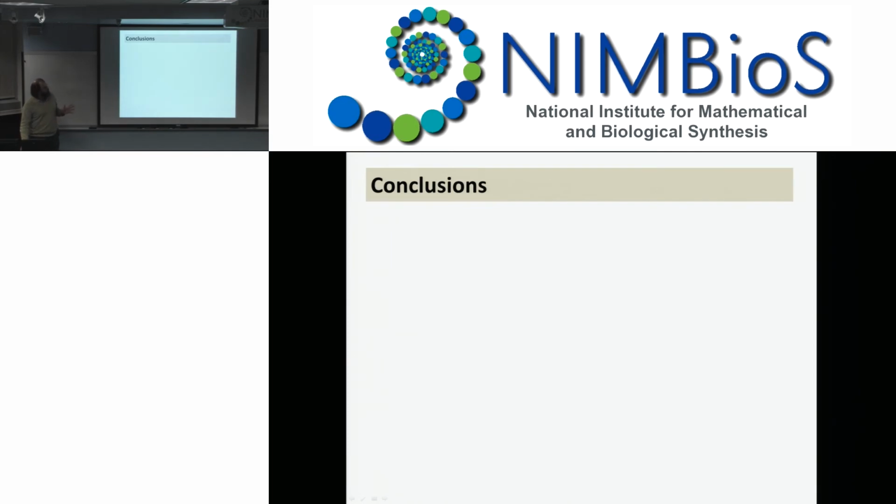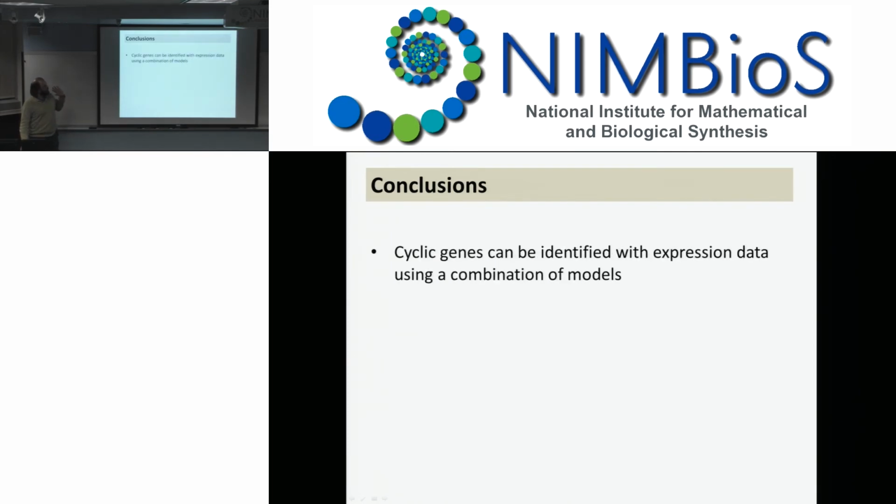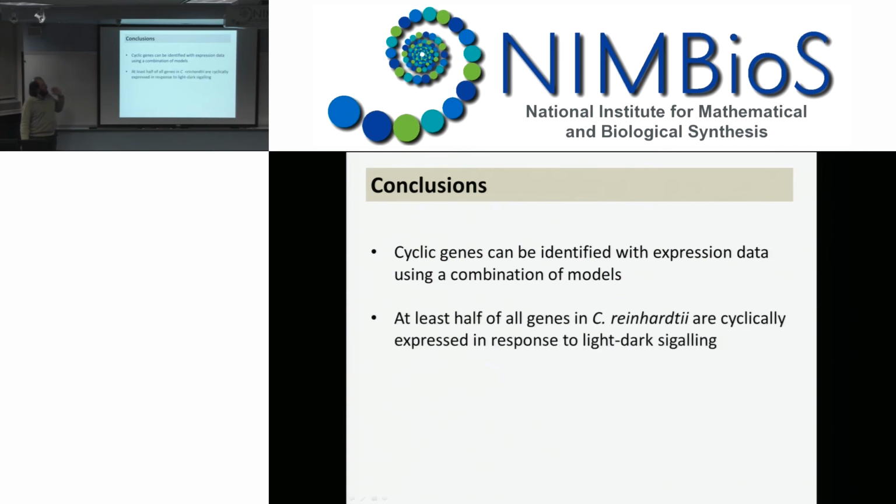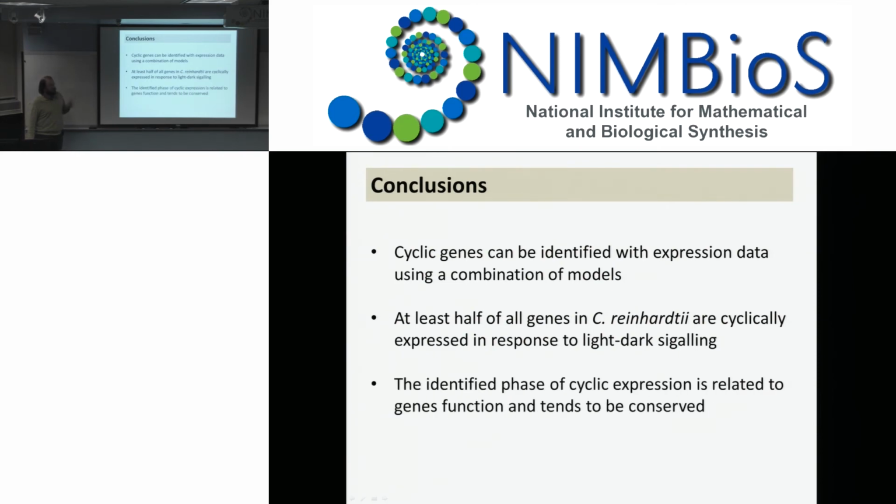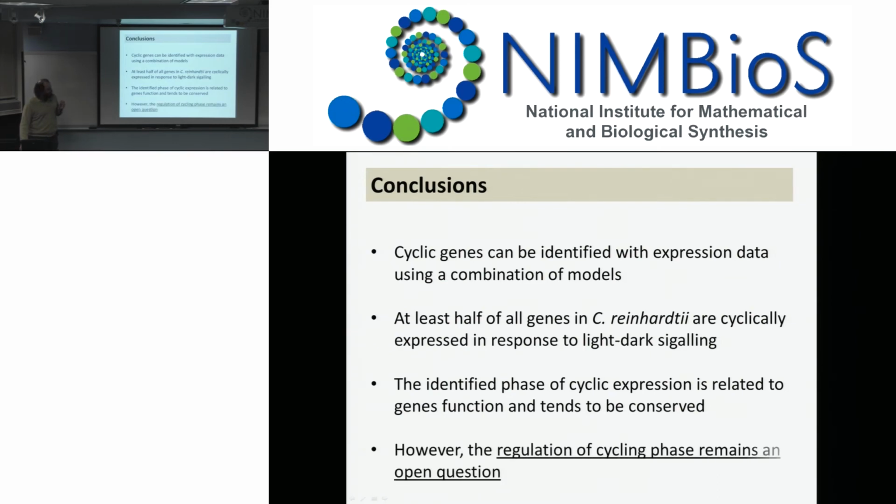So, for this paper, the conclusions were: we can definitely identify cycling genes. About half of the genes in Chlamydomonas, this key model algae, turned out to cycle in response to light-dark signaling, and we could tie the phase of that cycling to function and show that to some extent this phase is evolutionarily conserved. However, the regulation of the cycling phase remains an open question.